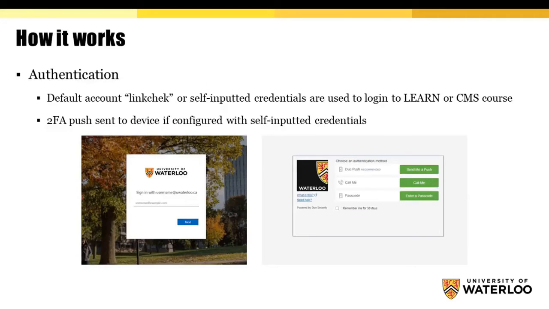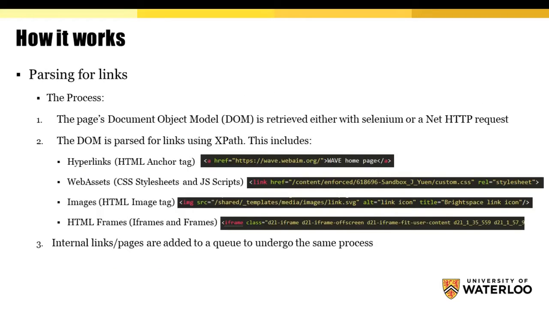So onto how the app actually works. You start a search by inputting a course token, which is a unique identifier token that all Learn courses have. You can just run the search, which will use a default account that has access to all the courses, or you can use alternate credentials, which use those credentials to log in. After it is done authenticating, the app will then undergo a process to parse for links.